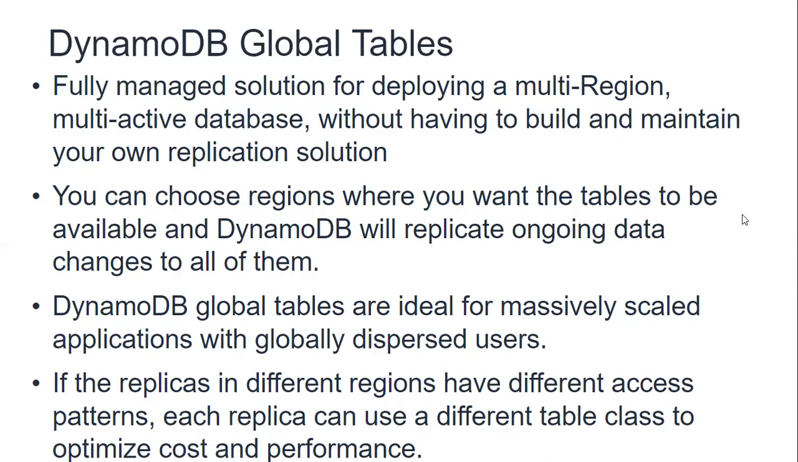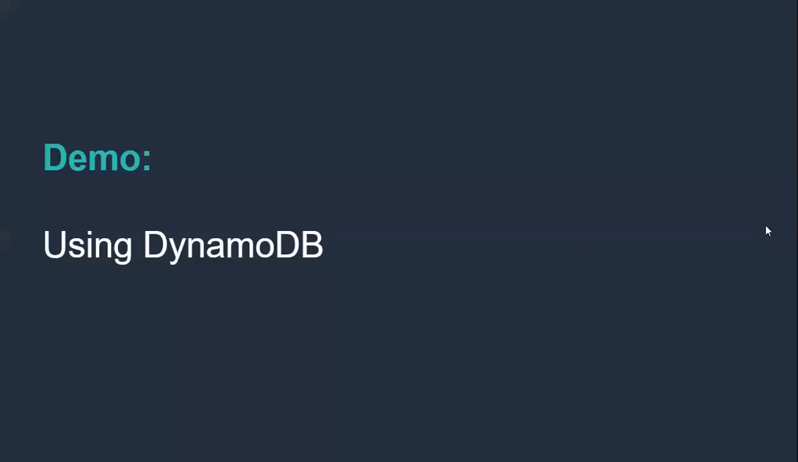You could also configure different capacity units for the different tables in different regions, right? Because maybe in a specific region, you expect more traffic than other regions. And with the global table, the tables will have the same name in different regions, and the same items also. So we do a demo. We have 13 minutes, right?